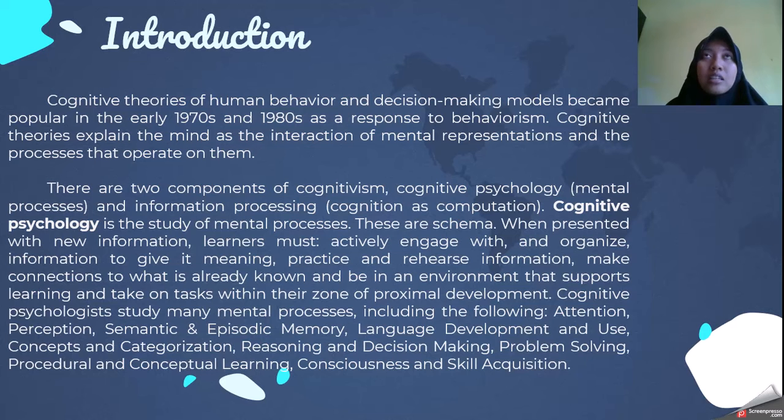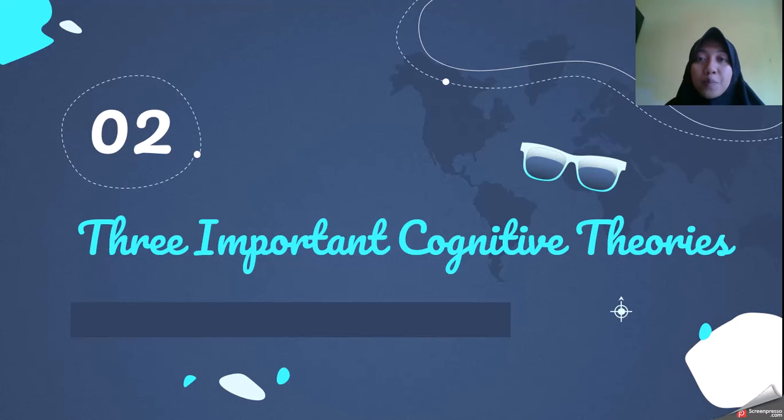Cognitive psychology is the study of mental processes. Examples are attention, perception, semantic and episodic memory, language development and use, concept and categorization, reasoning and decision making, problem solving, procedural and conceptual learning, and also the last, consciousness and skill acquisition. Then the next part is about three important cognitive theories.